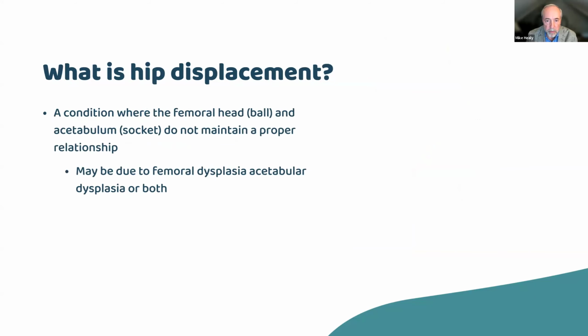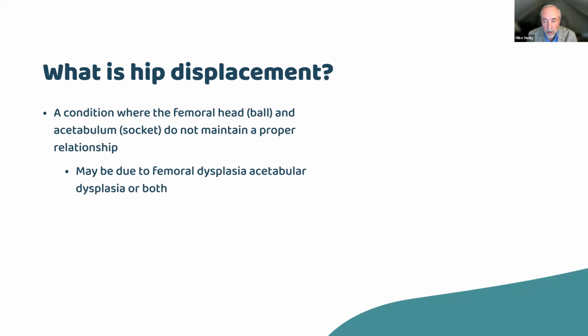So what is hip displacement? Why are we worried about it? Well, it's a condition where that ball and socket don't maintain a proper relationship. It can be in an anterior or posterior direction, as is often the case anterior with more DDH, and posterior tends to be more the direction in a neuromuscular hip. It can also come out laterally or posterolaterally. In cerebral palsy is the most common.